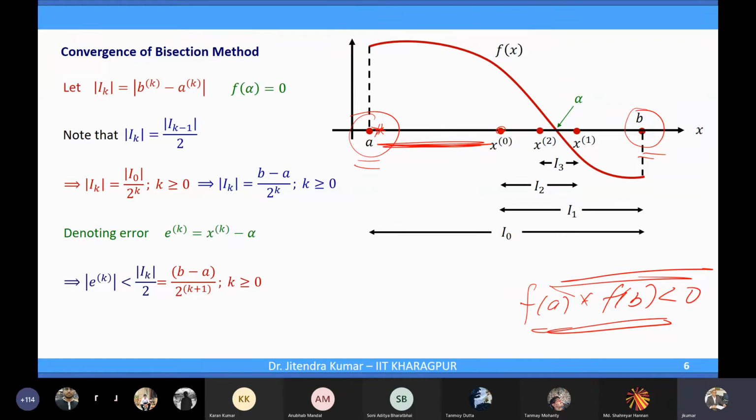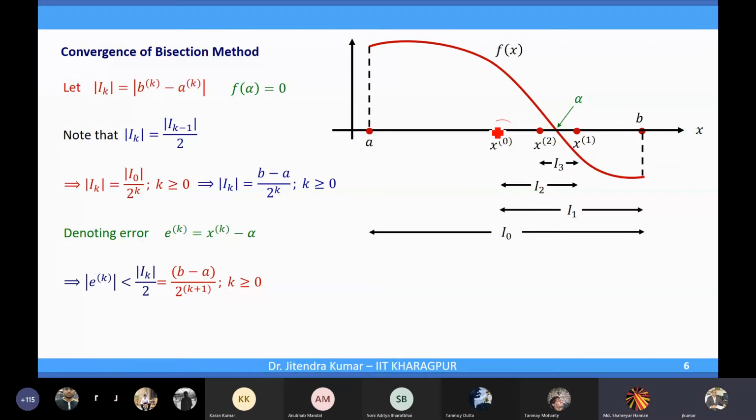Did you follow? Yes, sir. x naught is exactly the middle of the interval, right? So for example, your actual root is here. If your root is here, this error is this one. That will always be less than half of the whole width. True? Yes, sir. Since x_k is always in the middle of that interval, any error in between will be strictly less than half the width. True.